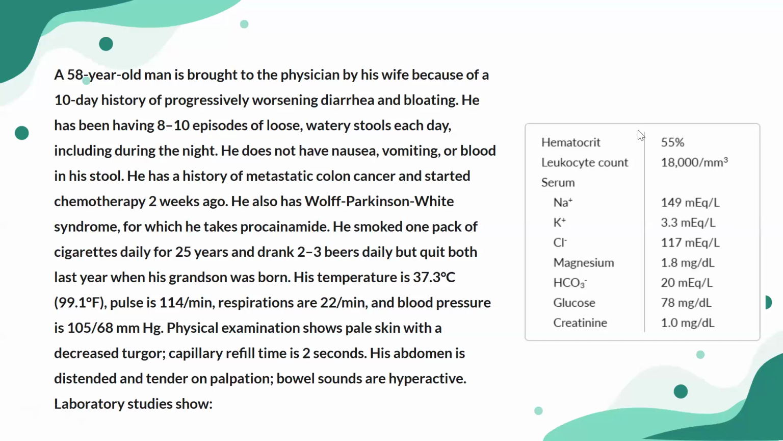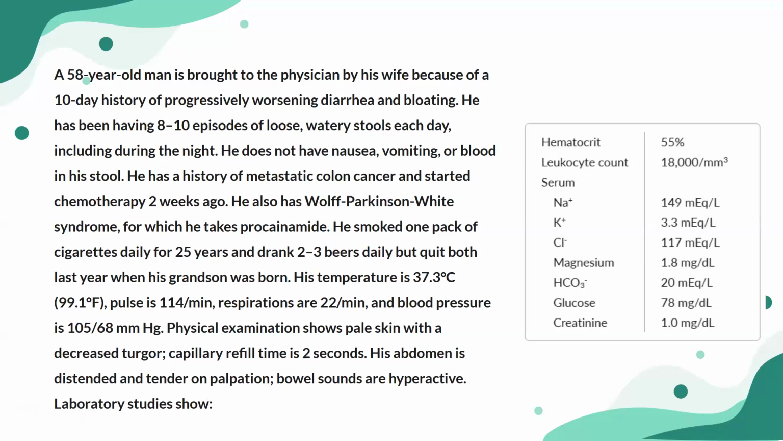So he has a hematocrit of 55%, which is normal. It is on the higher end. It's borderline, but it's okay. Leukocyte count is quite elevated. Anything from 4,500 to 11,000 is considered normal. This is very obviously elevated.